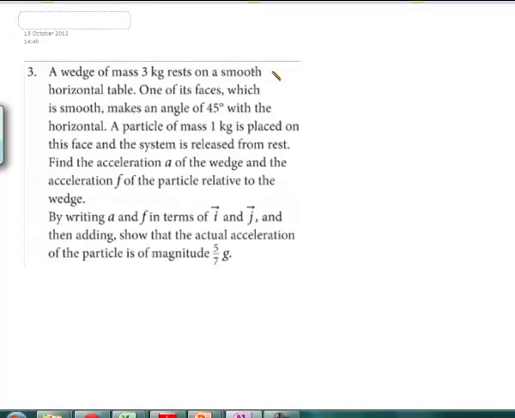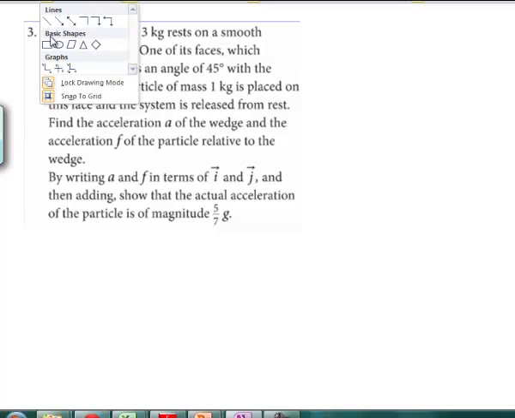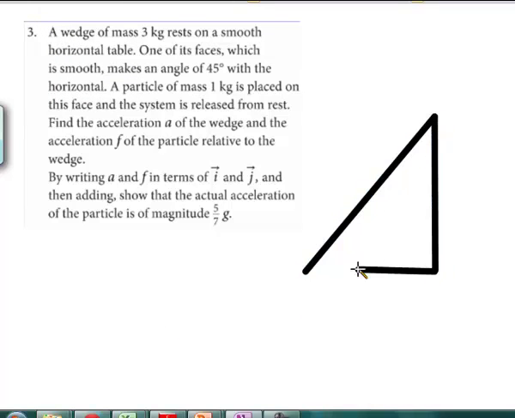So in this problem here, we've got a wedge of mass 3 kilograms resting on a smooth horizontal table, makes an angle of 45 degrees and a horizontal, and a particle of 1 kilogram is placed in the face. So just a general gist of it, we'll just draw a quick diagram here. That's what the wedge will look like. And then we've got a particle here on the wedge, like so.